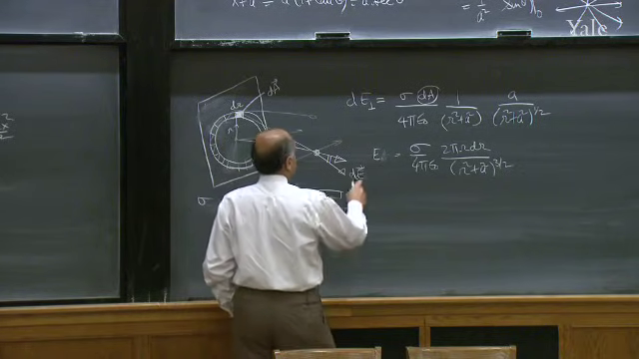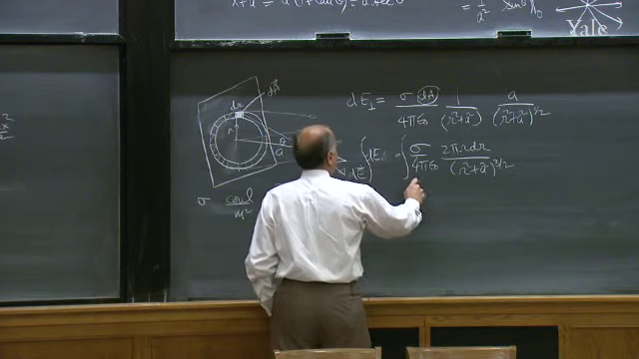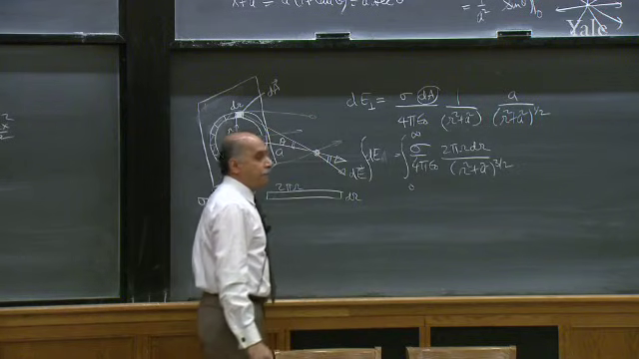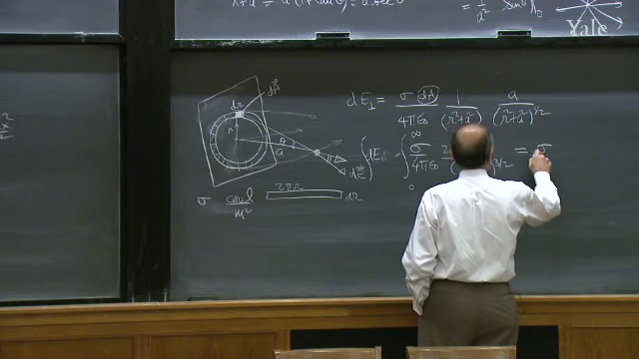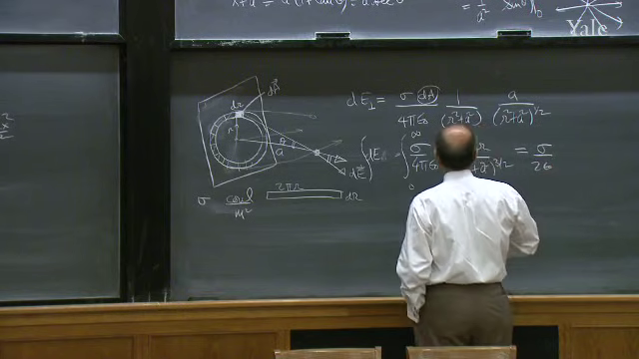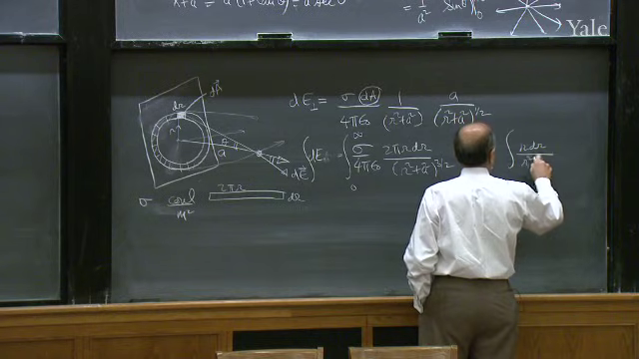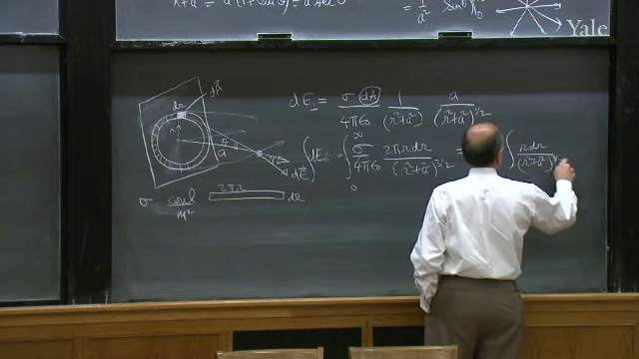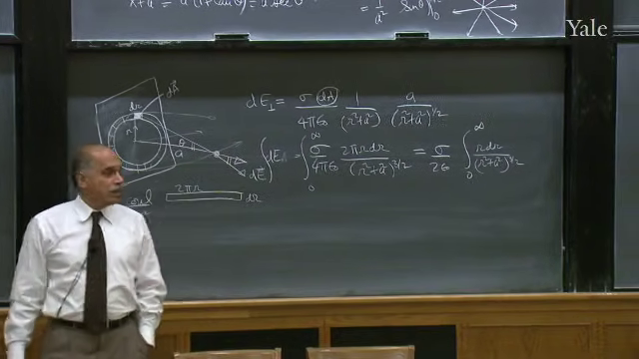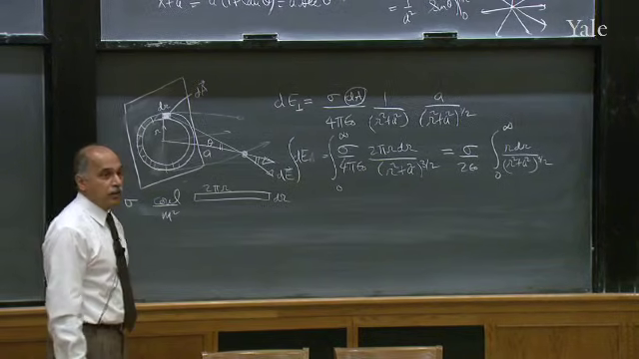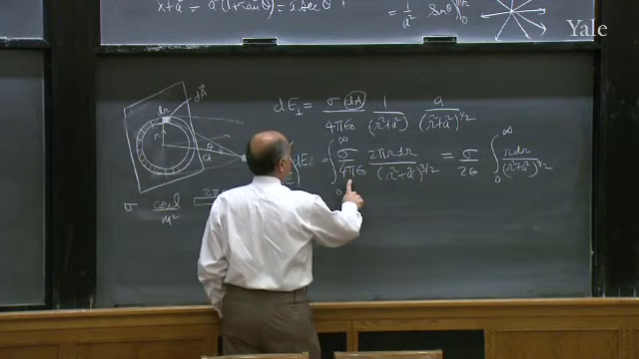But now, this is the dE due to an annulus of thickness dr. Then I got to integrate over all values of r, but r goes from 0 to infinity. So I have here sigma over 2 epsilon 0 times r dr divided by r squared plus a squared to the 3 over 2, 0 to infinity. Did I miss a pi? Shouldn't it be sigma over... Oh, that is a 2 pi here, 2 epsilon 0.